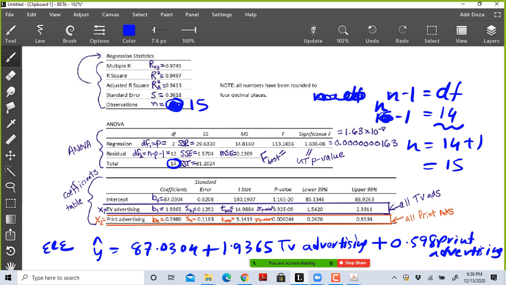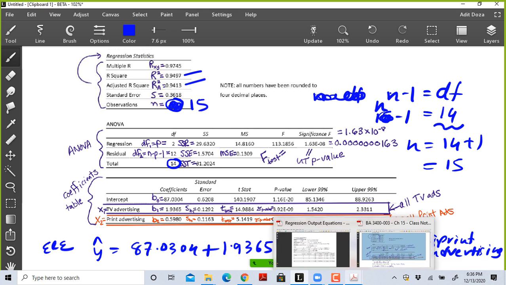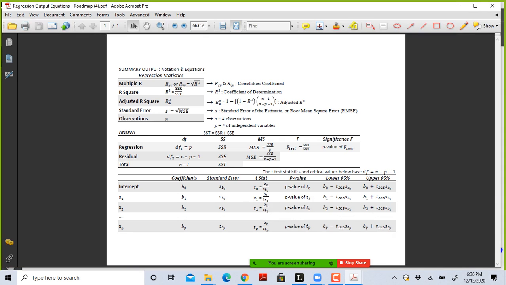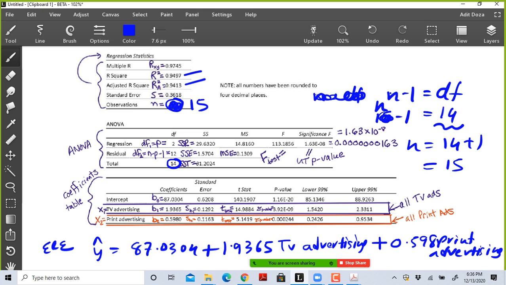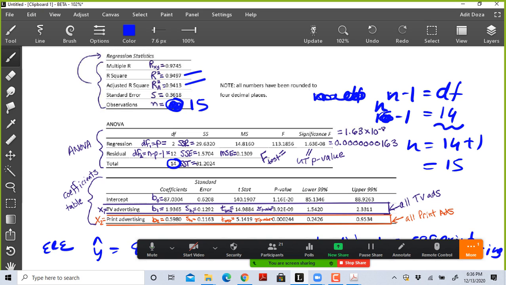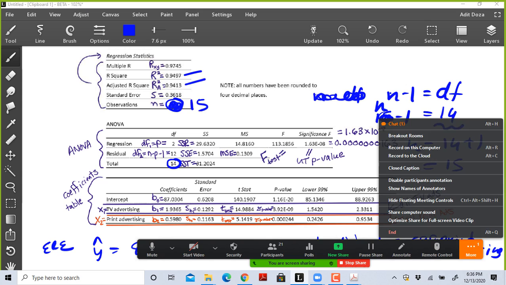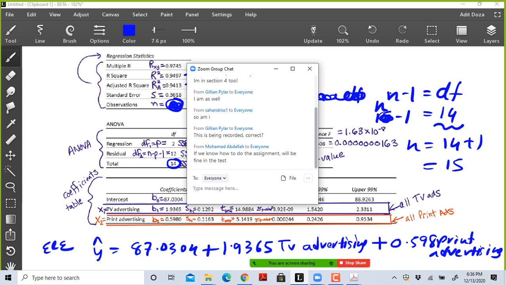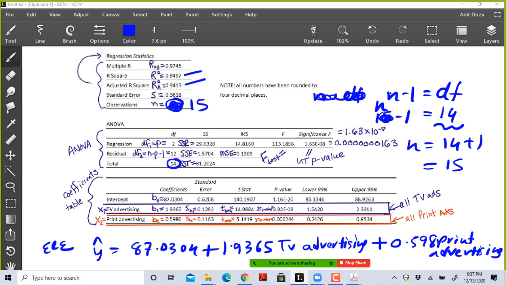So I can ask you to find R square, or find adjusted R square. R square is SSR over SST. So if you know SSR and you know SST, you can find the R square. If you know how to do the assignment, you will be able to do it.